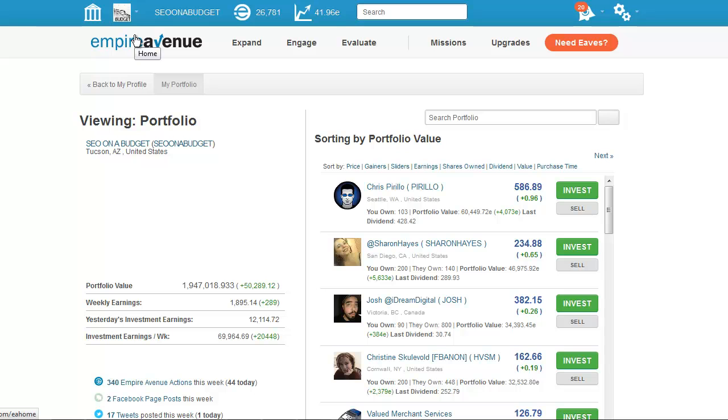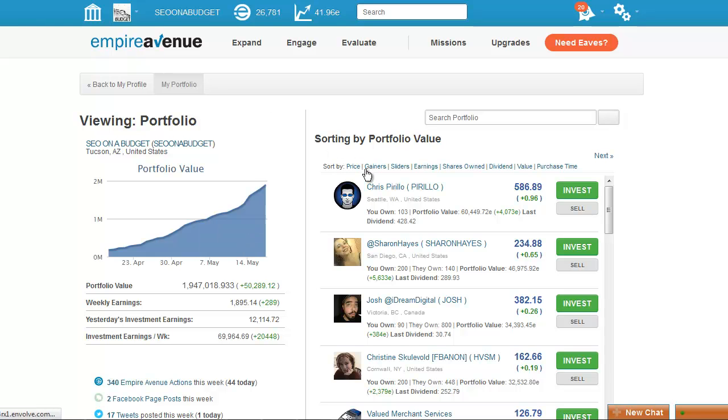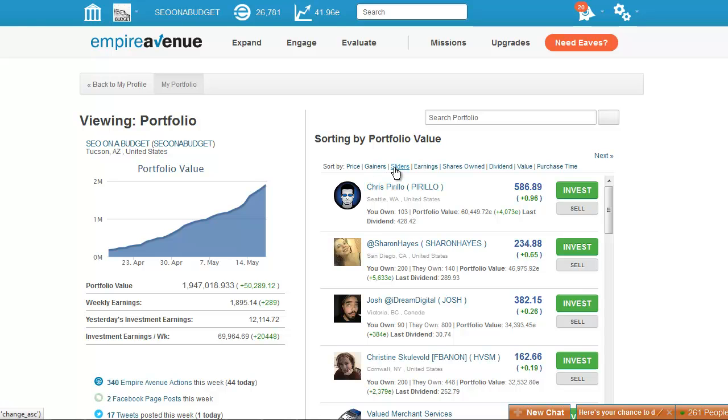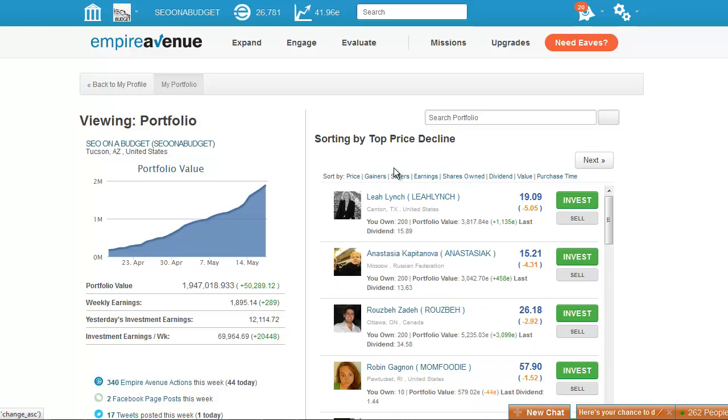my portfolio and look here, and you can see the different people that I've got investments in. Now I'm going to click right here by sliders so we can see the ones that are declining. The ones that are gaining, I don't care if they own me or not. If they're gaining me value to my portfolio, I'll let them stand for right now.